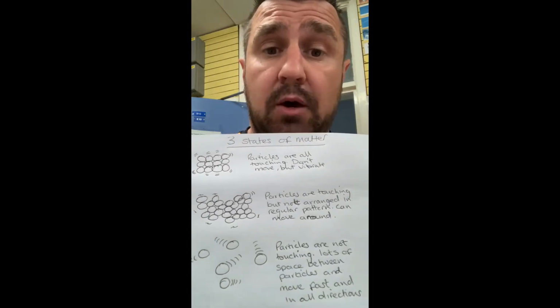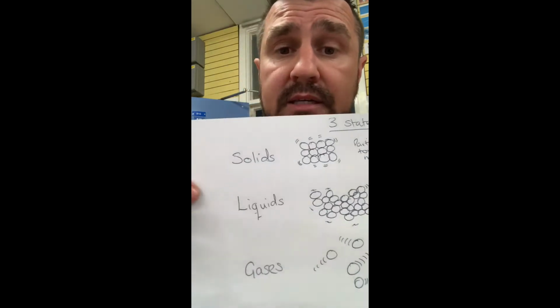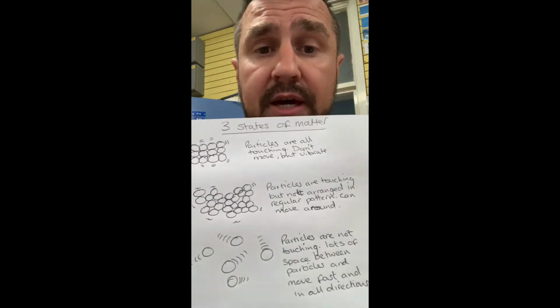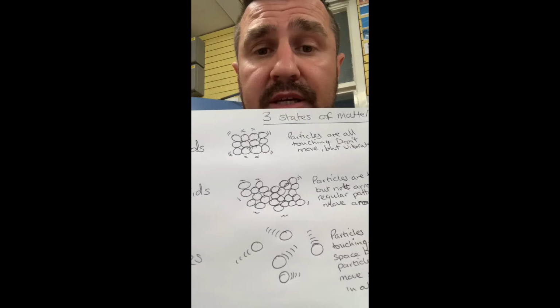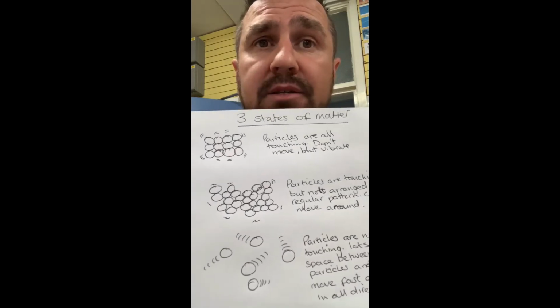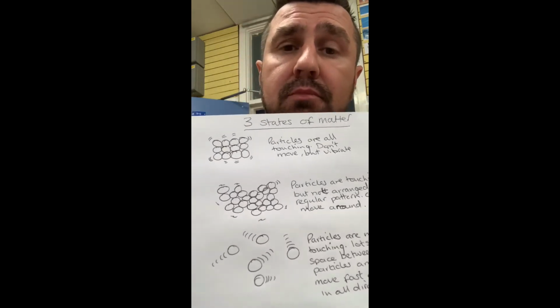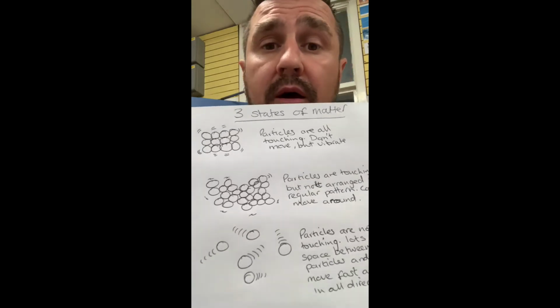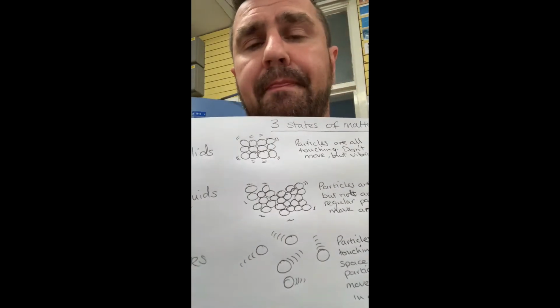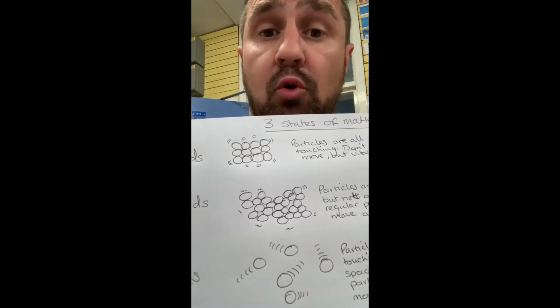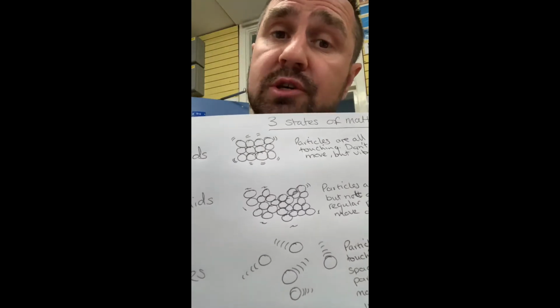Particles in a liquid, they're still touching. Okay, so this is a liquid now. They're still touching, but they're not arranged in a regular pattern, and they can move. They take the form or the shape of the container or the surface they're on.